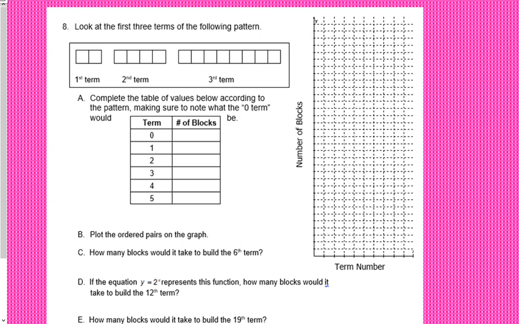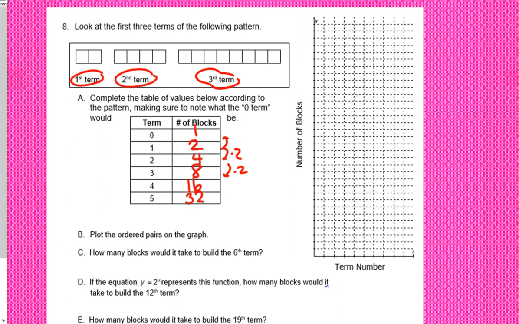All right, so number 8 says look at the first 3 terms of the following pattern, and then we're going to complete a table. So it says the first term has 2 blocks. I'm going to put that actually right here. The second term has 4. This third term has 8. So I can kind of see the pattern here already. Times 2, times 2, so this would be 16, 32. But then going backwards to the 0 term, if I would divide by 2, it would start with 1 block.